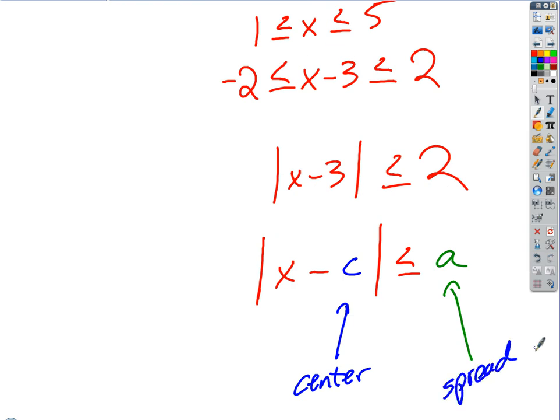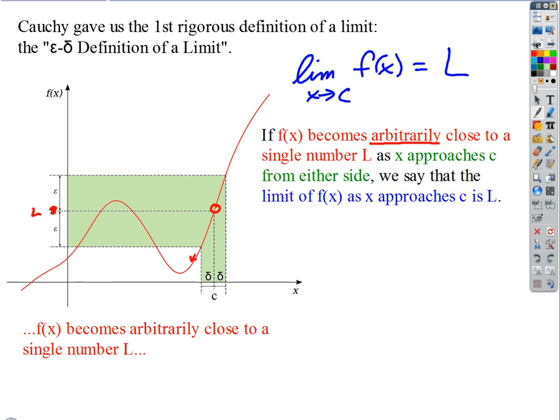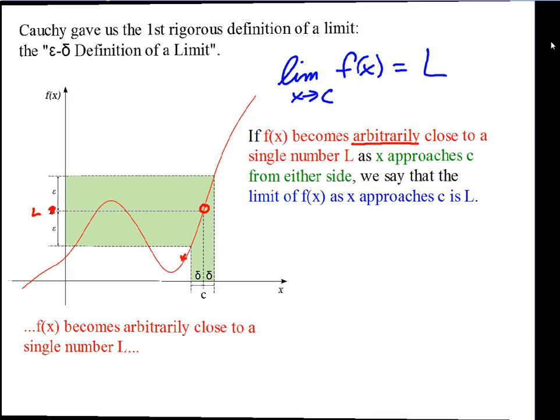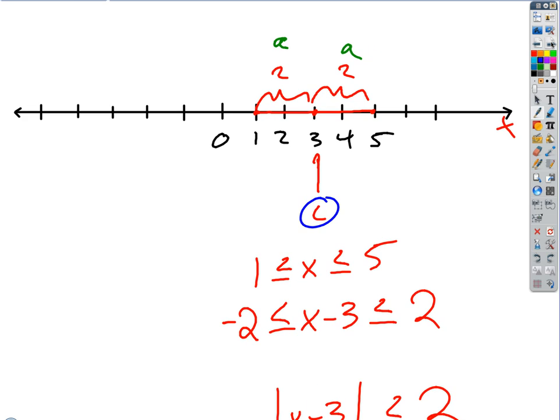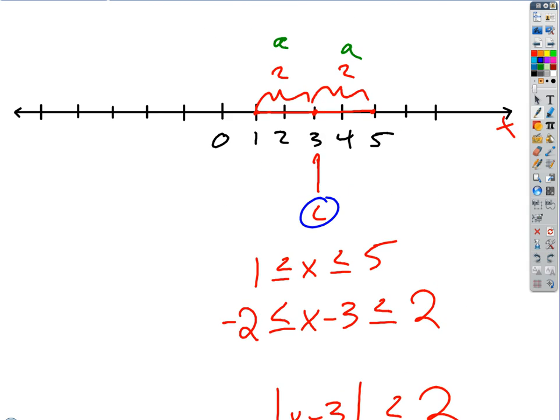and we could go back to our, why are we even talking about this? Oh yeah, it was this stuff, wasn't it? We were trying to find a way of saying f of x becomes arbitrarily close to a single number L. Well, there's our target, right? The arbitrarily close, that's like this, how wide do we want the spread to be? In this case, it was 2, but it didn't have to be. We could have chosen it to be 1, or 1/2, or 1/100th, right? All that would have done is just shrunk this interval down, right?